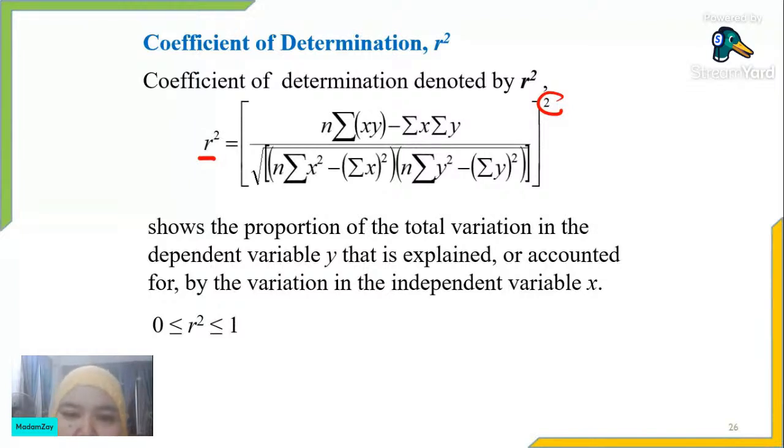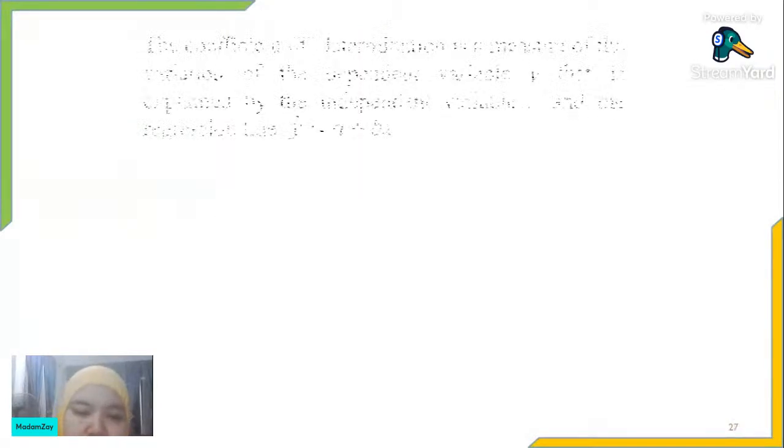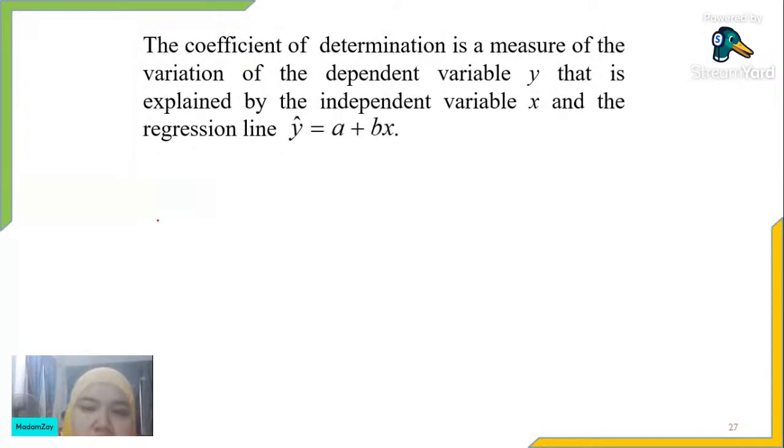If we have R equal to -0.2, and we want to find the coefficient of determination, we square the -0.2 and we will get a positive 0.04. So that's why the value of the coefficient of determination will be between 0 and 1 only, from 0 to 1 inclusive. Okay, the coefficient of determination is a measure of variation of the dependent variable y that is explained by the independent variable x and the regression line y cap equal to a plus bx.